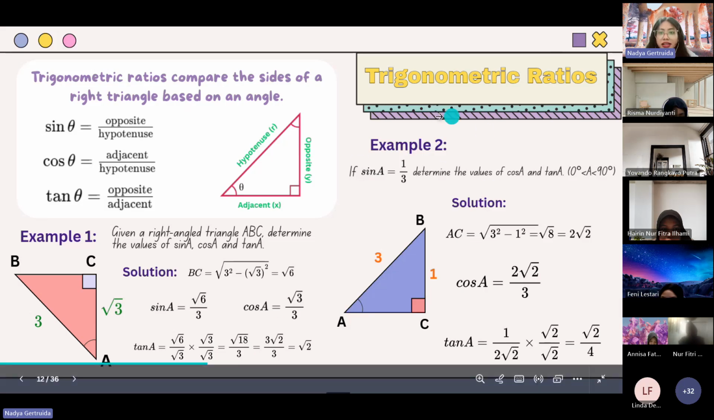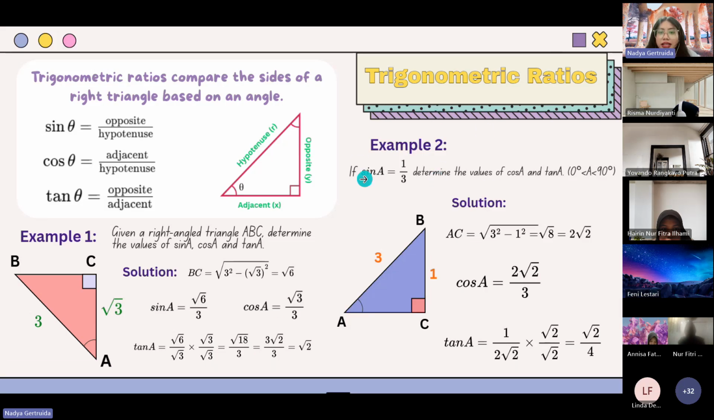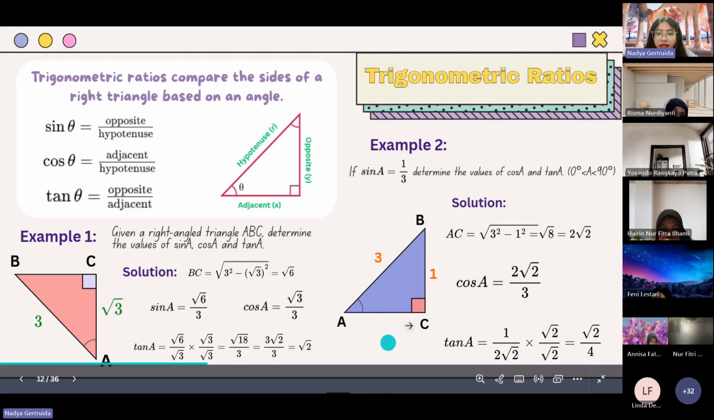And this is the second example. If sine A is equal to 1 over 3, determine the value of cosine A and tangent A, if the angle A is greater than 0 degrees but less than 90 degrees. And for the solution, first we can draw the right triangle.